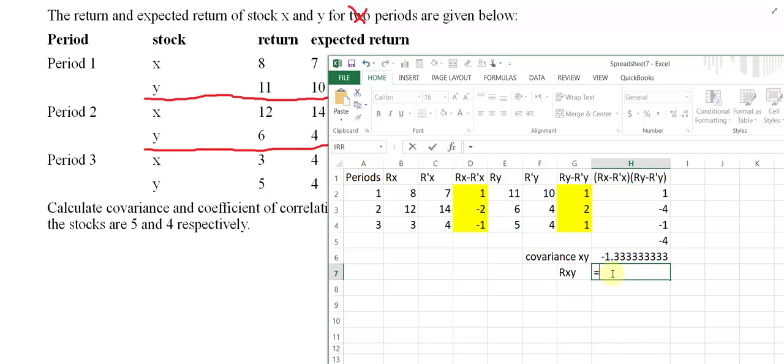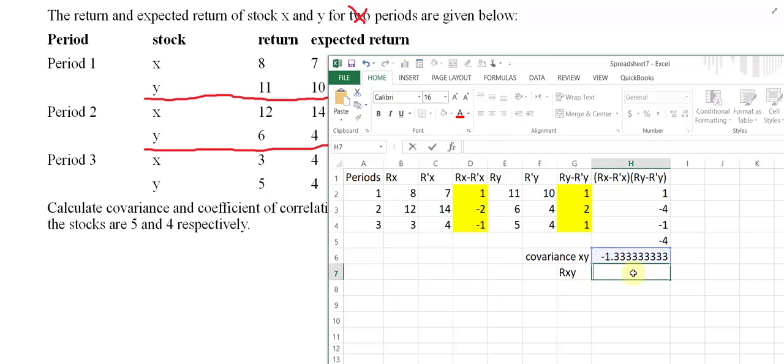How to calculate this one? Whatever is the result of this one should be divided by what? It should be divided by the standard deviation of x and the standard deviation of y. The standard deviation of x is 5, the standard deviation of y is 4. So 5 into 4 becomes how much? 20, right? So directly divide by 20. Whatever is the result can be called the coefficient of correlation between x and y. So it is negative, but of course the result is very small.